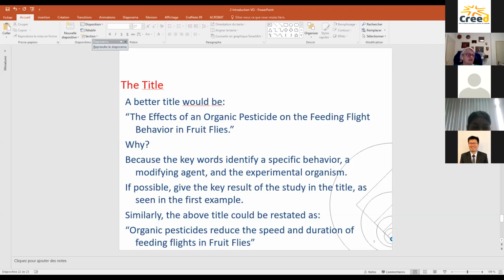Sometimes people don't like putting such strong statements in the title, but I think it's more attractive. I'm more likely to read something that's got this last title than something that's a bit, the effects of an organic pesticide on the feeding behavior of fruit flies. It's much longer. I think when you read it, you can see the difference in the rhythm of the title. And so, right, this is the last slide of the introduction section.